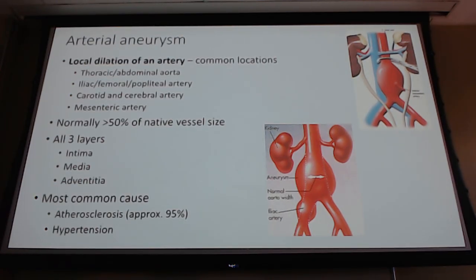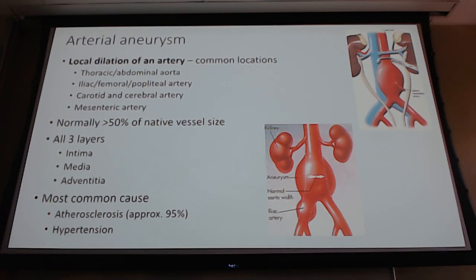All right. So what is an arterial aneurysm? It's a local dilation of an artery. There's common locations, but it could theoretically be anywhere. Thoracic, abdominal, iliac, femoral, popliteal, carotid, cerebrals, mesenteric, all of those are the more common places. But again, it can happen anywhere. Normally we assign it as an aneurysm if it's greater than 50% of its natal vessel size. So if it's 2 times its size, then we can pretty much say that it's an aneurysm.